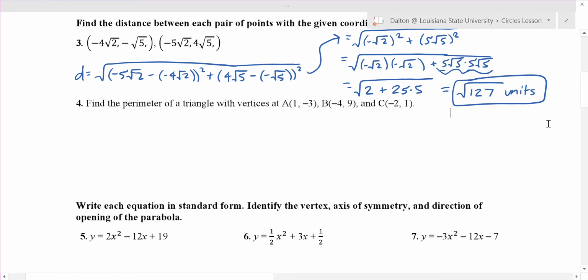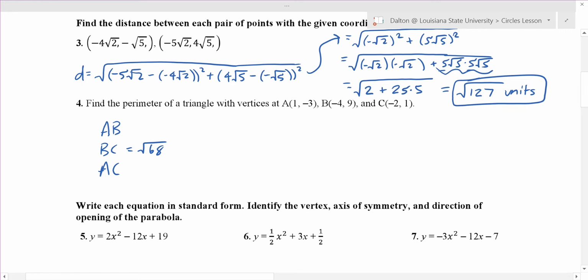Number 4, find the perimeter of the triangle. You're looking for the length of all three sides. So for this one, you had to find the distance from A to B, the distance from B to C, and the distance from A to C. That's what you should have been doing there. The only one that was kind of tricky was, I believe, B to C. You ended up with the square root of 68 as your distance.